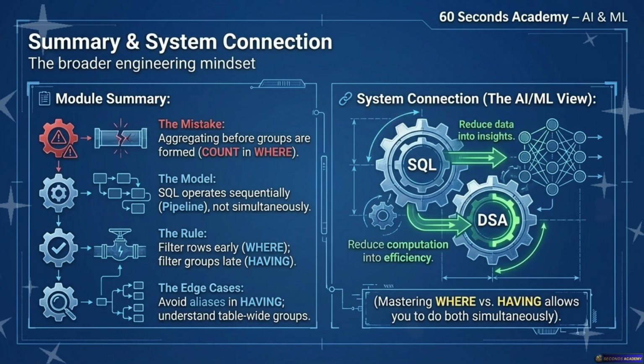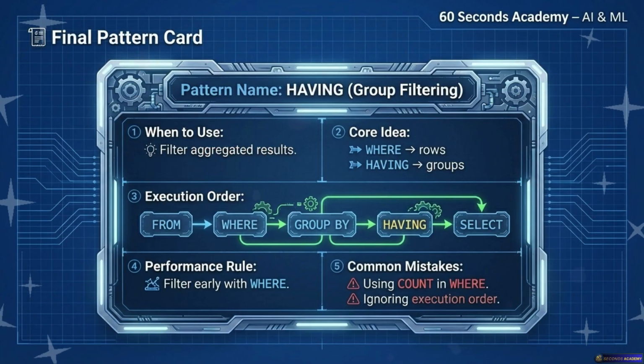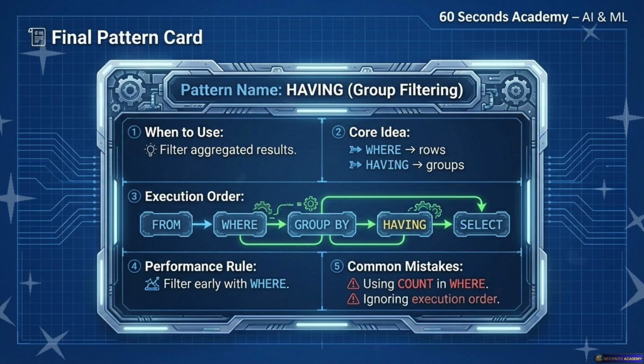Let's lock in the final pattern card for this deep dive. The core architectural rule: where is for rows, having is for groups. Simple as that. The strict execution pipeline is from, then where, then group by, then having, then select. Don't forget it. The performance imperative is always to filter as early as possible with where to save memory allocation during grouping. And the ultimate interview killer to avoid is placing an aggregation function inside a row-level filter.